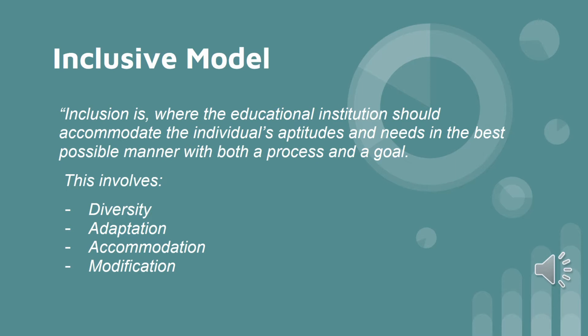Looking into the inclusive model, inclusion is where the educational institution should accommodate the individual's aptitudes and needs in the best possible manner, with both a process and a goal. The quotation justifies that inclusive education should be catered in all schools with individual differences. This involves diversity, adaptation, accommodation, and modification.